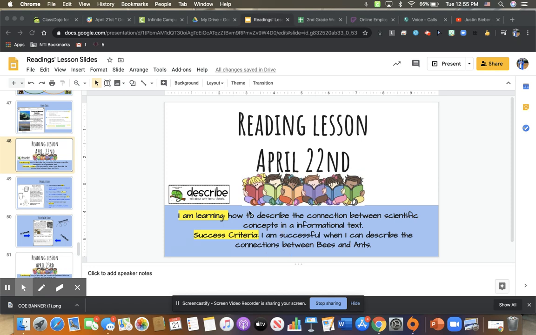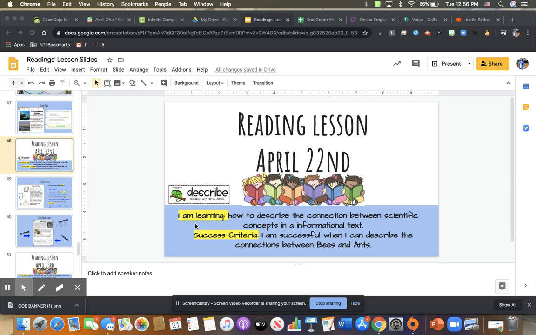So we are describing the connection. Remember, when things connect, that means they go together. Between scientific concepts. That just means things that have to do with science and an informational text. We know informational text is texts that give us knowledge or information about something. So, we could read an informational text about tornadoes. We could read an informational text about summer. It gives us details about a specific topic.